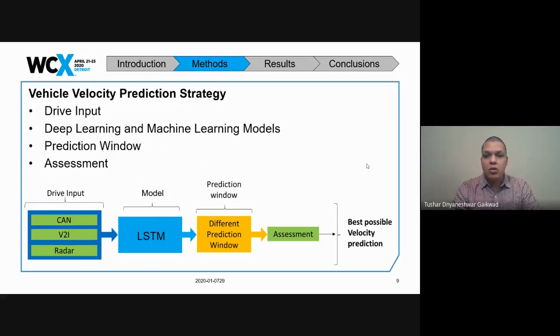Now we will talk about methodology. Here we discuss the vehicle velocity prediction strategy. First, we gather the input data, which is collected from CAN, V2I, and radar. We give this input to the neural network model, which is LSTM, which gives the output of velocity prediction. We predict this velocity for 10, 15, 20, and 30 seconds. Then we assess these results with assessment methods and find the best possible velocity prediction.